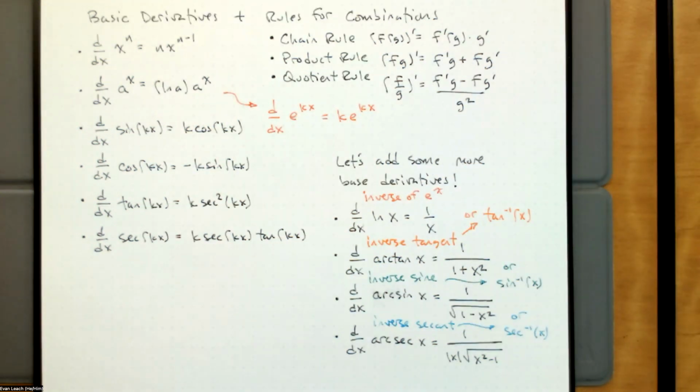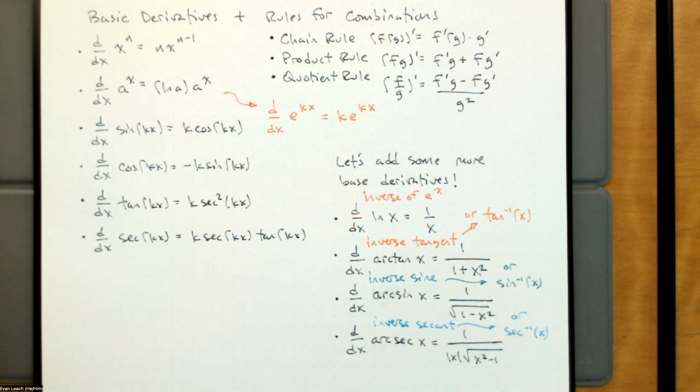The rules for combinations are all still in play. The interesting thing that showed up here is that the derivative of arctangent of x has a 1 over 1 plus x squared. The exponent went up. So that's a little bit weird. And it's also not just a power of x. It's 1 over 1 plus x squared.